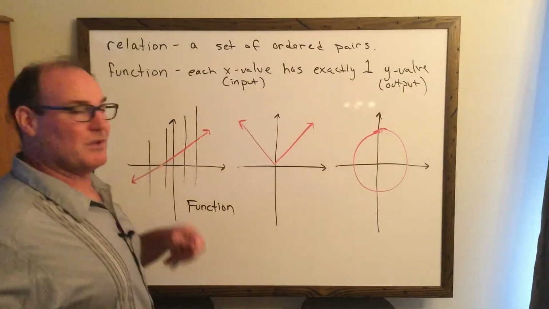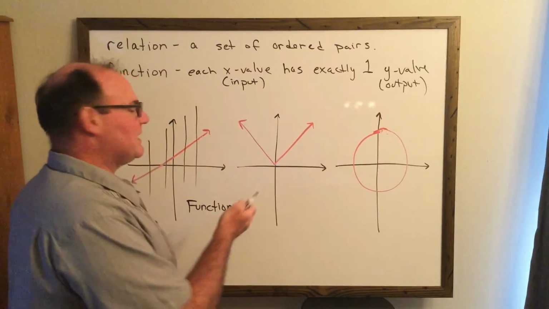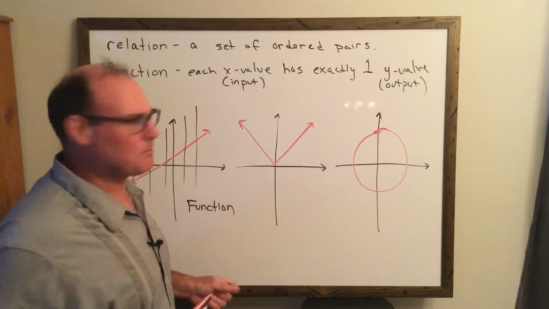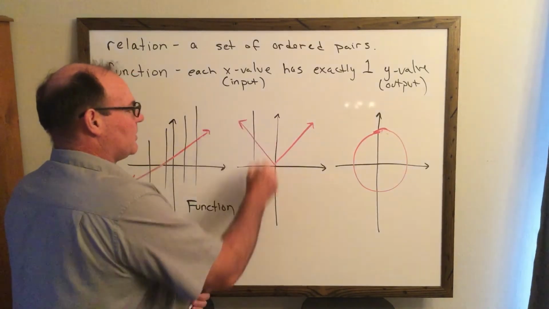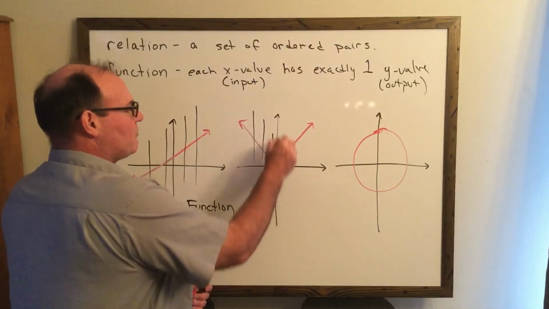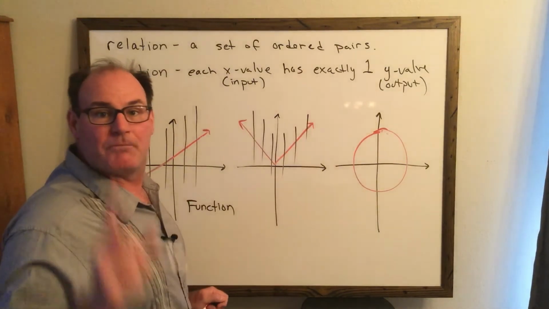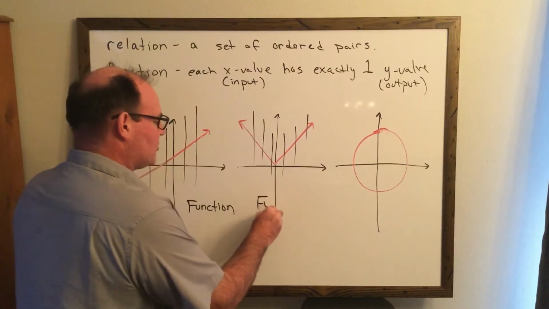This next example is a V. This is an example of what's called an absolute value graph. You don't need to know that at this point. So I'm just going to pass some vertical lines. And notice, each time I draw a vertical line, how many times does that vertical line go through the graph? One time. So this is a function.